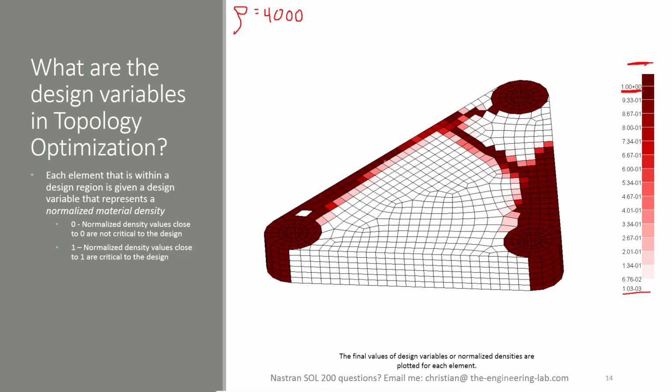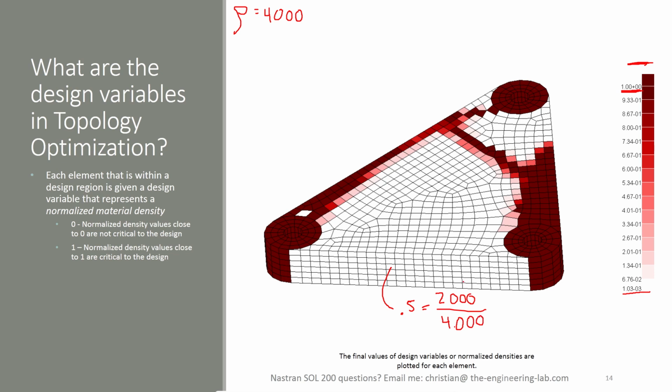So now what happens when the design variables are created? Here, let's pick an arbitrary element. The normalized density might be 0.5 as an example. Let's suppose the normalized density is 0.5. That means that the element here has a reduced density of 2,000. So here, if I write down 2,000 and divide it by 4,000, I get the normalized density of 0.5.